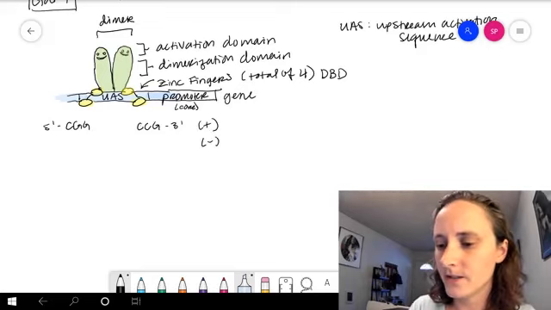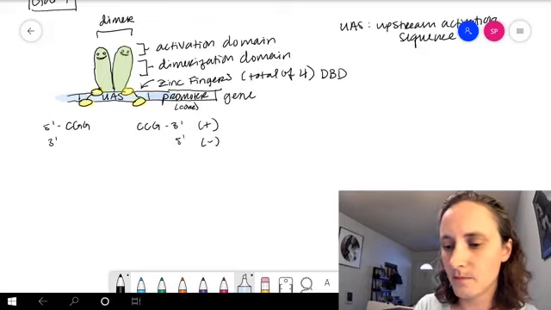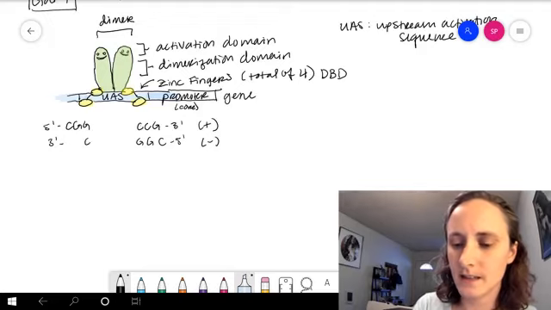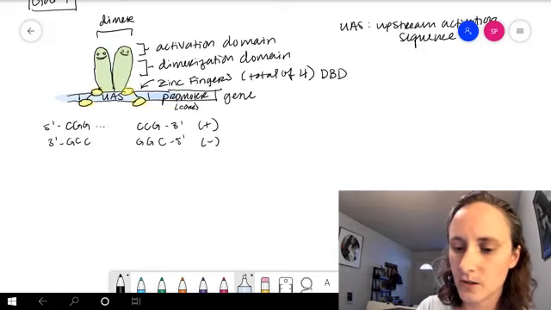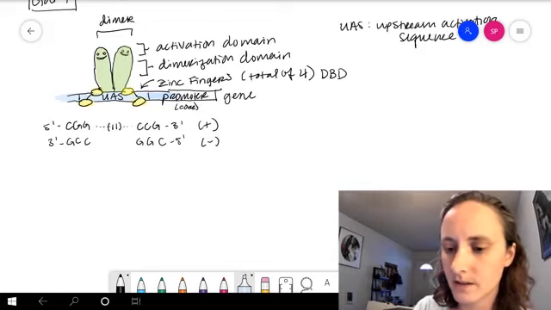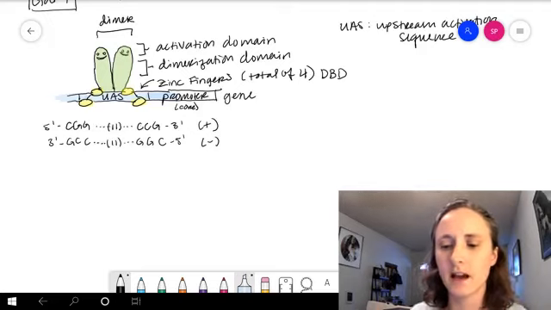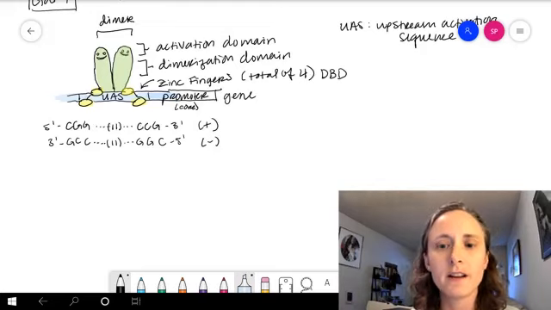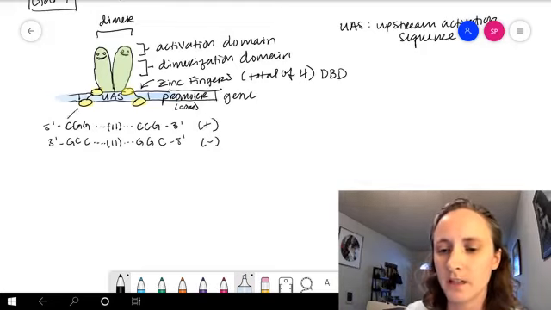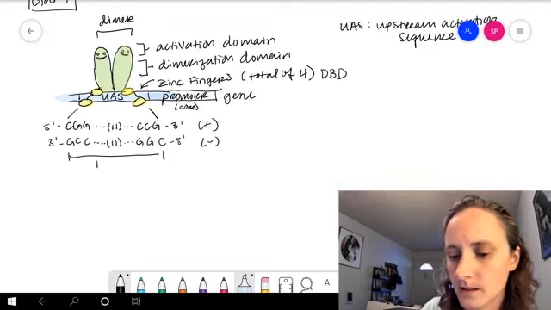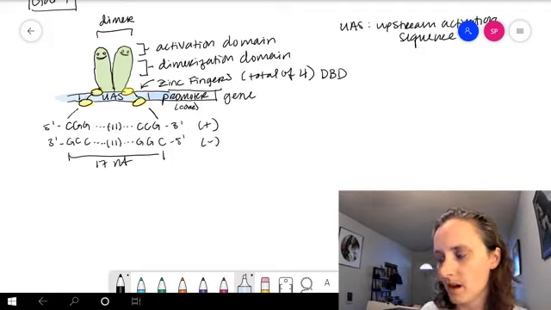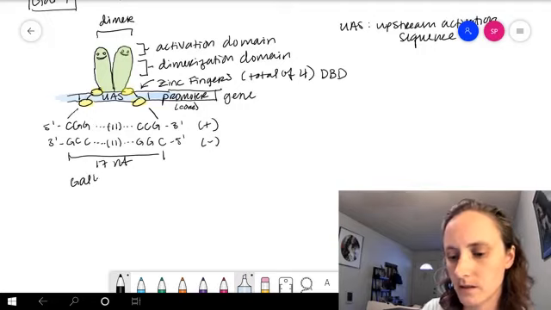And on the minus strand, shown from 3' to 5', you have CGG and then CCG. In between those C's and G's should be 11 nucleotides. Gal4 is pretty flexible about what those nucleotides actually are, but it needs to have 11 of them for the dimer to be able to fit on the UAS. So this is a total of 17 nucleotides that make up the Gal4 consensus sequence.